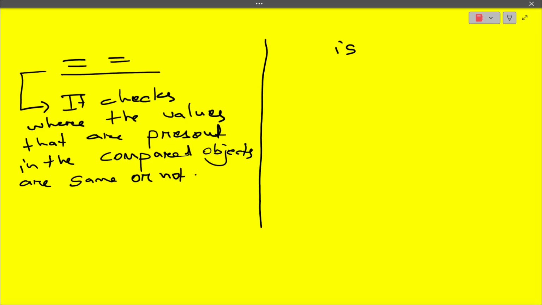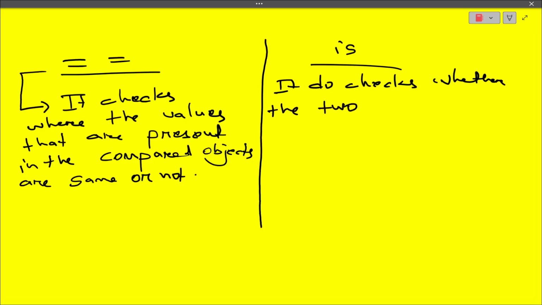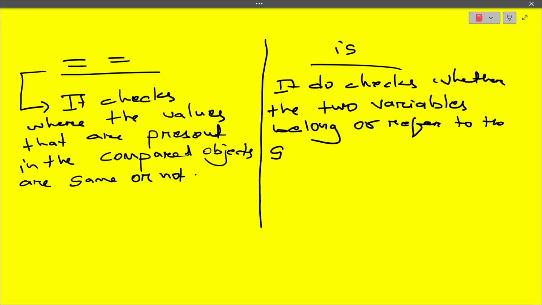But is is something different from double equal to. It checks whether the two variables, wherever you have stored them, belong or refer to the same object or not.